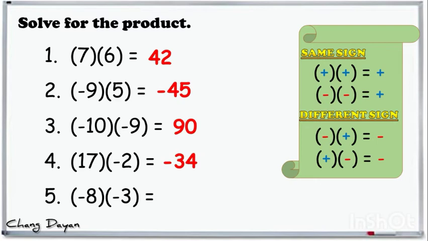Number 5, negative 8 times negative 3. So here, these two have the same sign. Negative times negative is equal to positive. Therefore, negative 8 times negative 3 is equal now to positive 24.